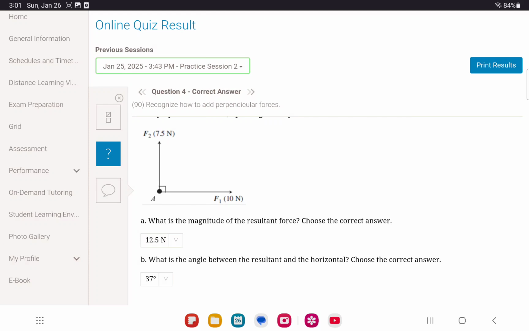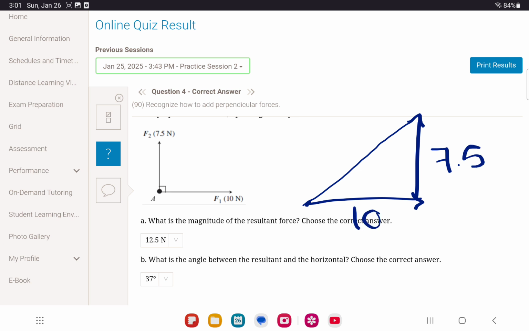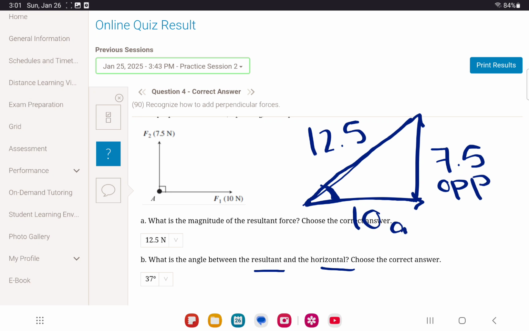That's that. Now they want the angle between the resultant and the horizontal. Okay, let's draw our diagram again. Here's 7.5, here's 10, and we found that this, which is the net force, the resultant force, is 12.5. We don't really care about that for now, but let's just draw it on our diagram. They want the angle between this, the resultant, and the horizontal, which is this. So this is the angle in between. We know tangent is opposite over adjacent. This is opposite, and this is adjacent.